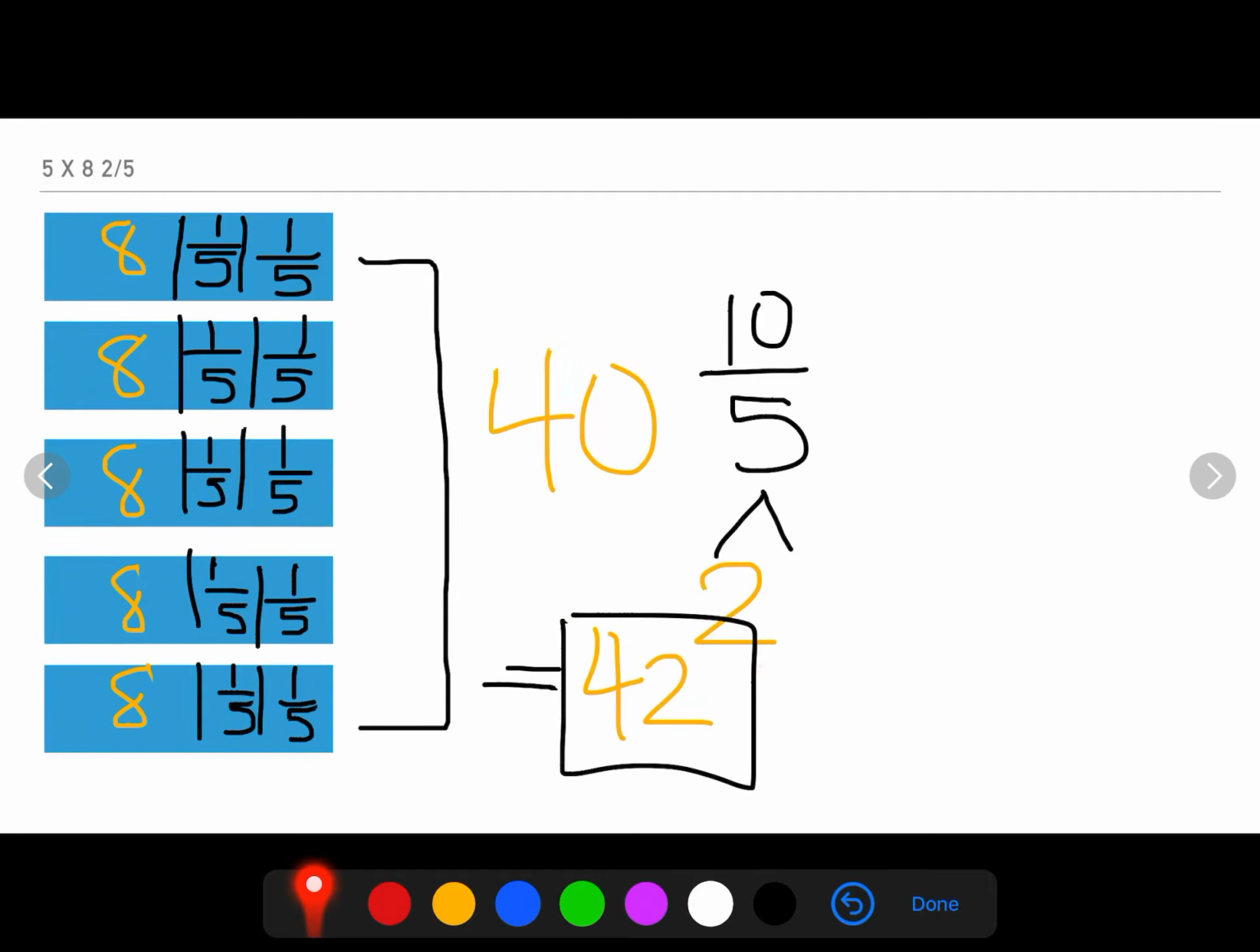Let's do the same problem using the distributive property. Remember, our product is 42. Let's see if we get the same answer. 5 times 8 2/5. This time we're going to use the distributive property to solve. I know that the distributive property says that I can decompose one of my numbers in order to make my job a little bit easier. Which one of these numbers would be the smartest to decompose? I agree. 8 2/5 is the smartest option here, because I know that 8 2/5 is a mixed number, so I can decompose that mixed number into a whole number and a fraction.